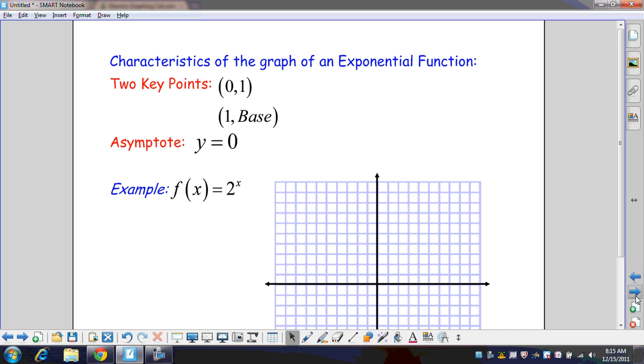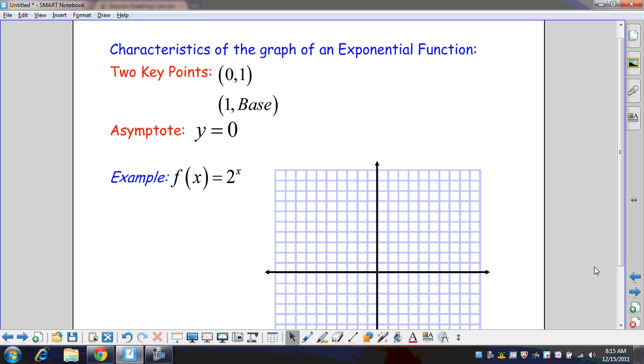We'll talk in a minute, after we've had a chance to graph this, about the different transformations that we could run into. But these three things, the two key points and the asymptote, are extremely important. You've got to commit those to memory if you're going to graph any exponential function. So let's take a look at this example. f of x equals 2 to the x.